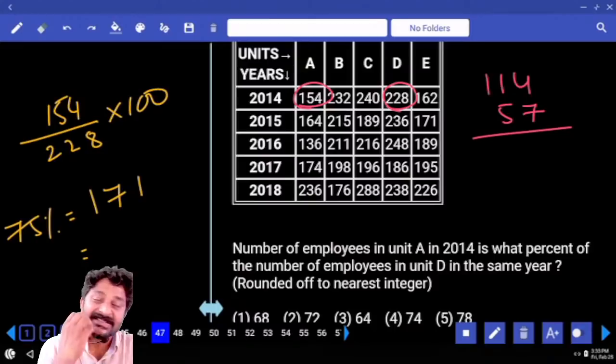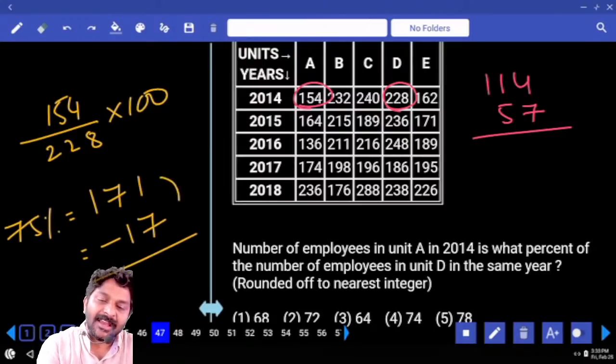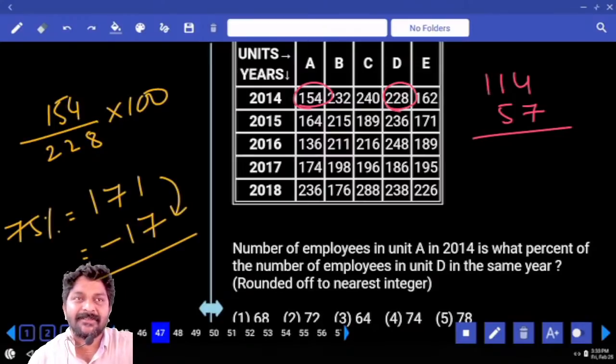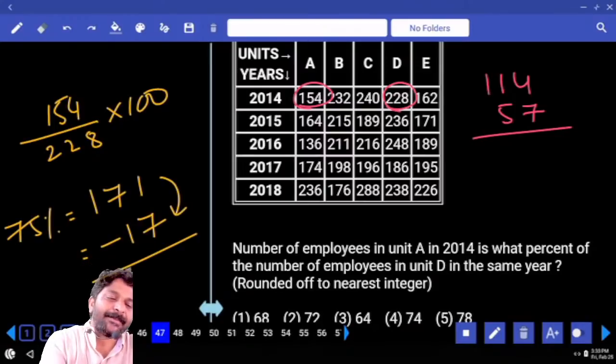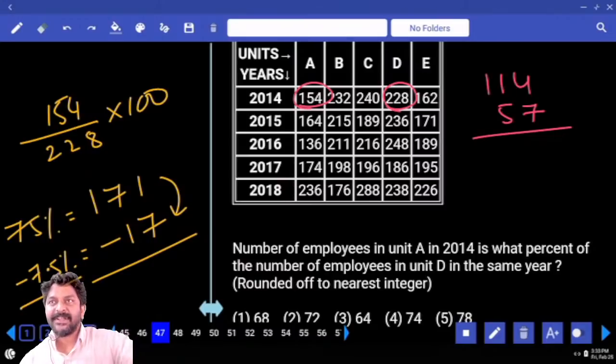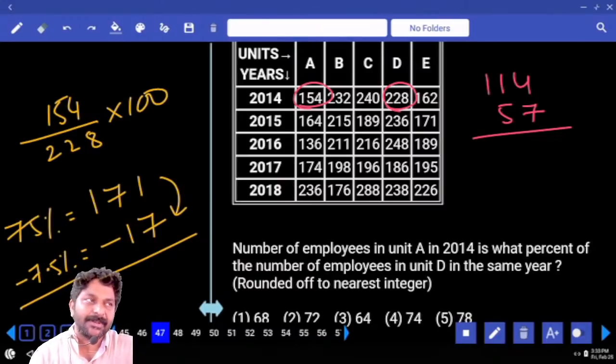So that is 75%, right? Our numerator is less than that. How much should be subtracted? 17 must be subtracted. Approximately this is 10% of 171 only. 10% of 75 is 7.5 only. If 7.5 is subtracted from 75, 67.5. The answer should be nearest to that. 68.